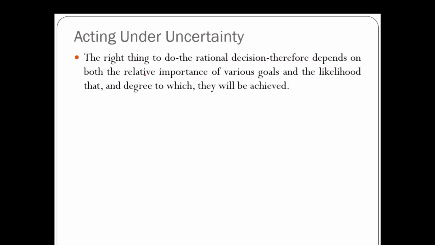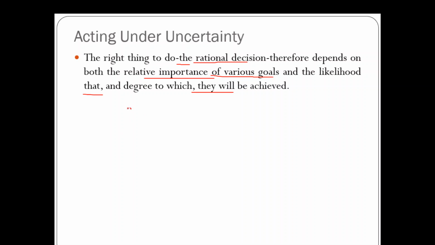So the right thing to do, that is the rational decision, depends on the relative importance of various goals and the likelihood and the degree to which they will be achieved. So you cannot say that this is the rational plan. The rational plan actually depends on these things. It depends on the relative importance of various goals. How much importance you are giving.